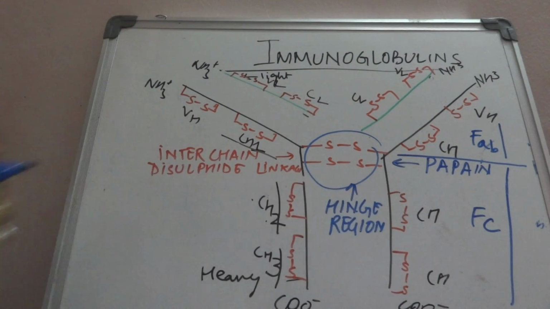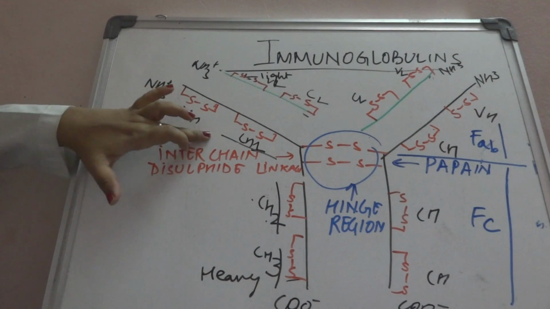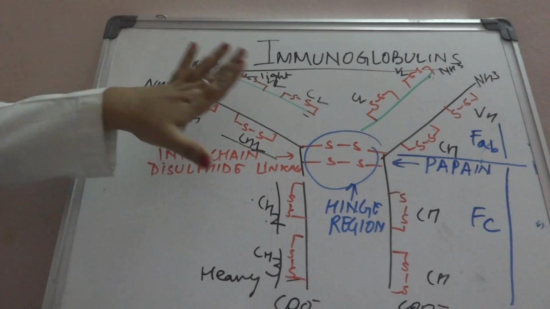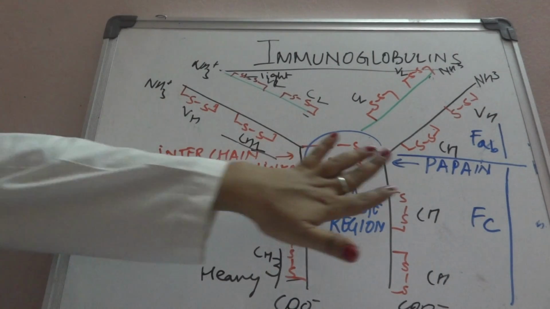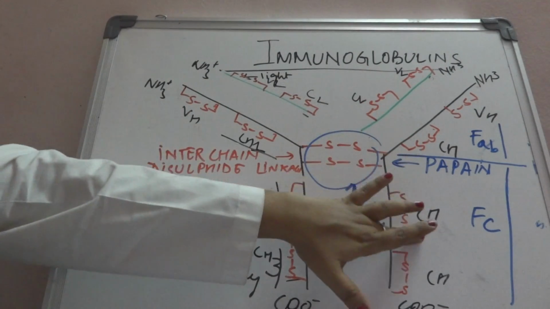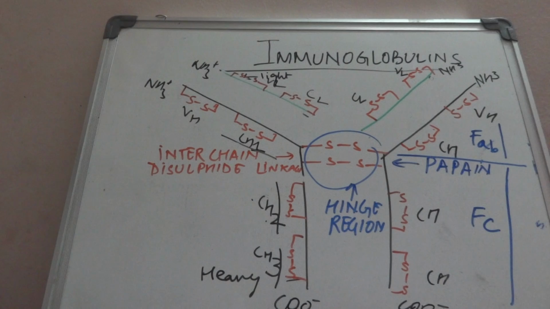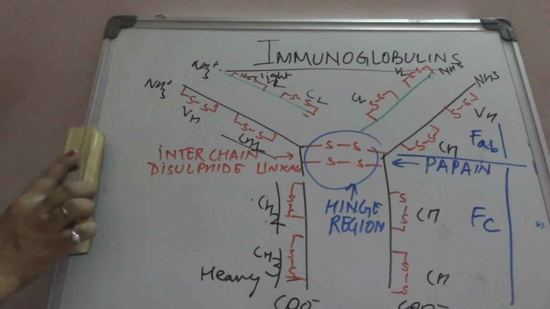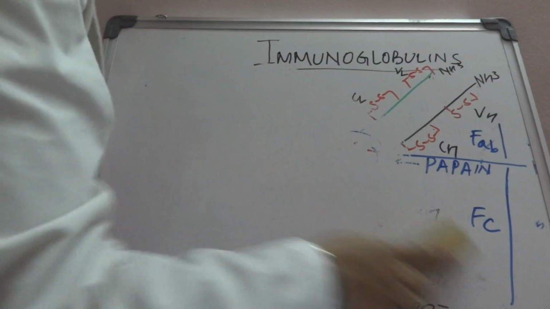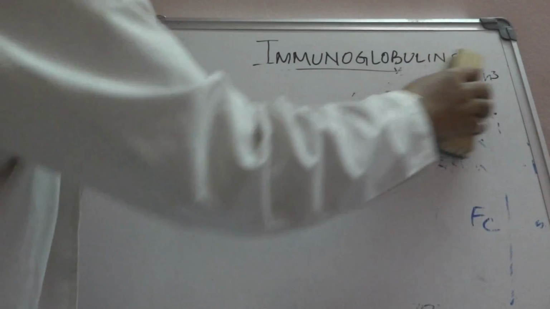Now we are done with the structure of immunoglobulin. It has a variable H chain, constant H1, H2, H3, carboxy terminal, amino terminal, and many disulfide linkages present. Papain acts on the hinge region, separating it into fragment antigen binding and fragment crystallizable. Whenever this diagram is asked, you have to draw it very carefully and mention all the linkages. Now coming to the heavy chains and the light chains.